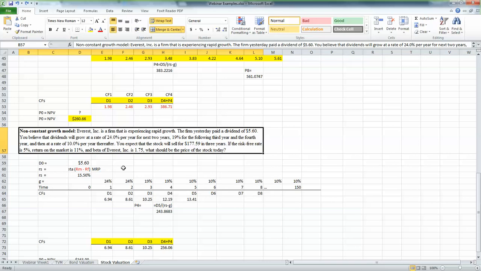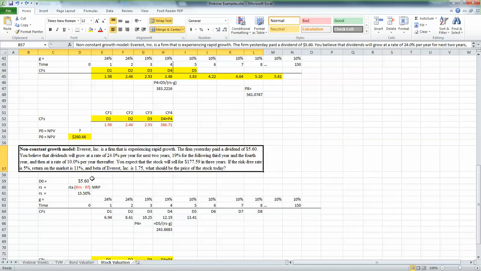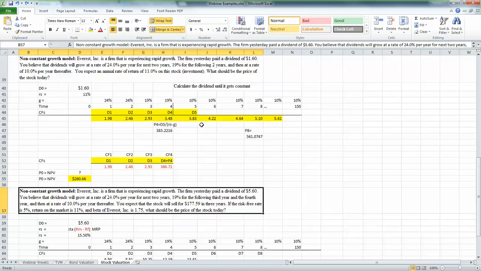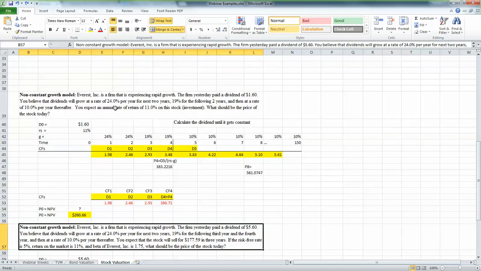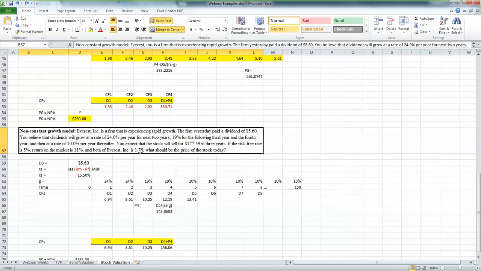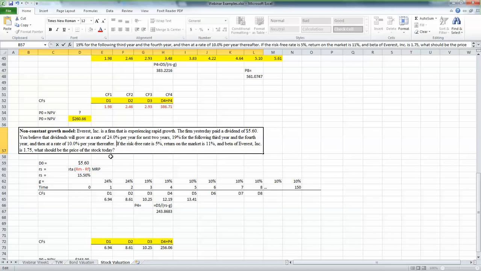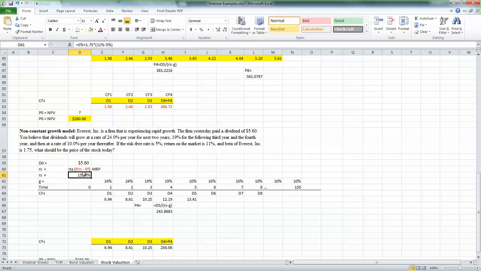Instead of giving you here 11% discount rate, what I did was, actually that information is not required. So basically I gave you risk-free rate 5% and market rate of return on market 11% and beta. So basically I didn't give you RS. Everything is same except I didn't give you RS. You had to calculate this RS.